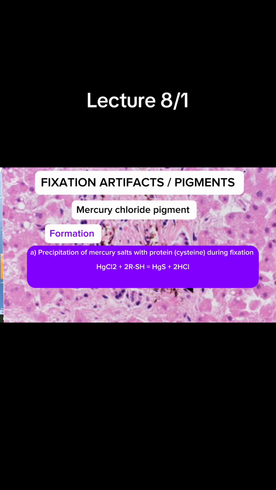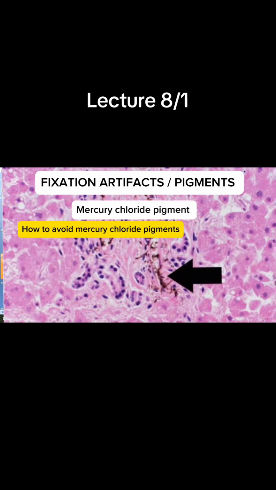How can these pigments be avoided, or how can we prevent them? One, of course, avoid mercury-based fixatives unless otherwise necessary. In other words, we can use alternative fixatives such as neutral buffered formalin or other modern substitutes. Number two, wash tissues post-fixation. After using mercury-based fixatives, it is good practice to wash tissues thoroughly after fixation to minimize residual mercury salt.